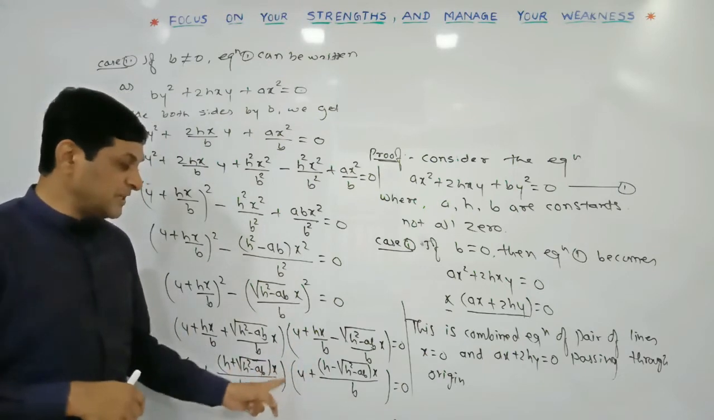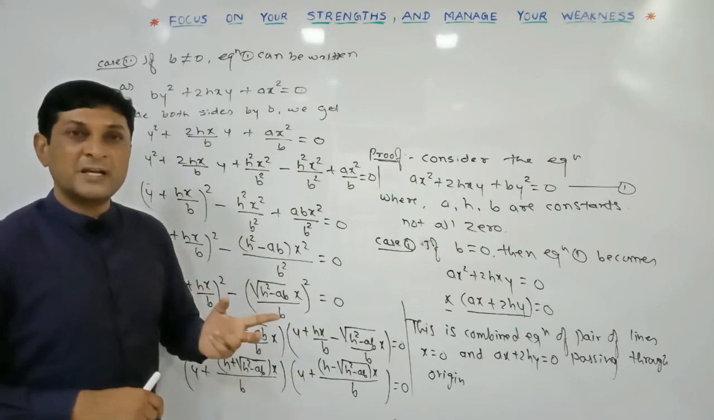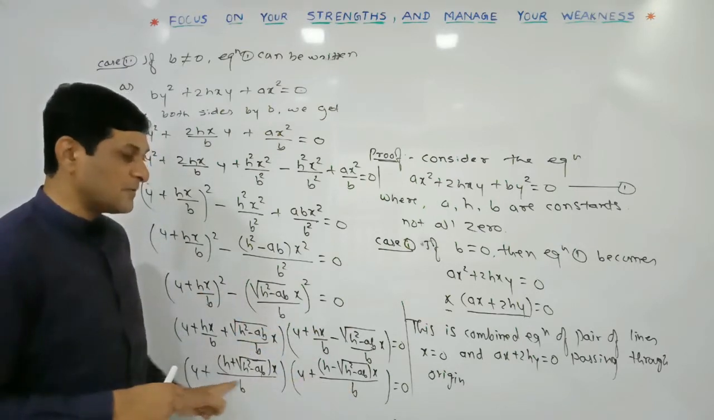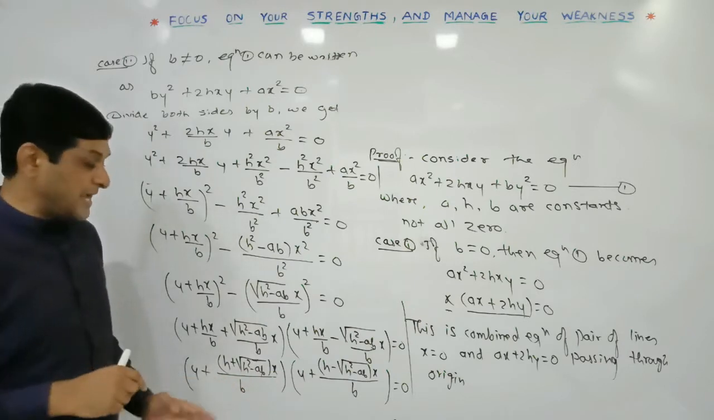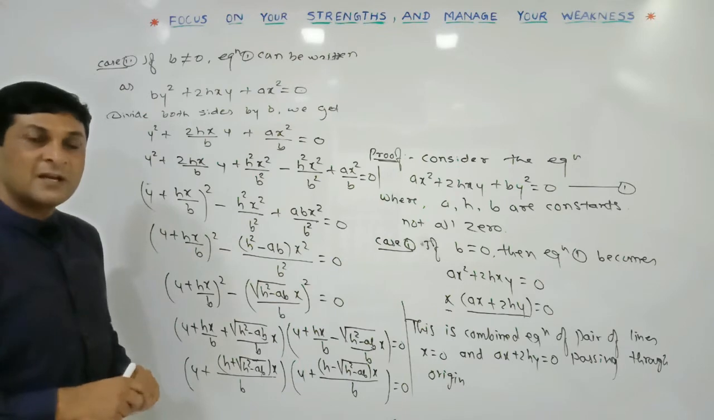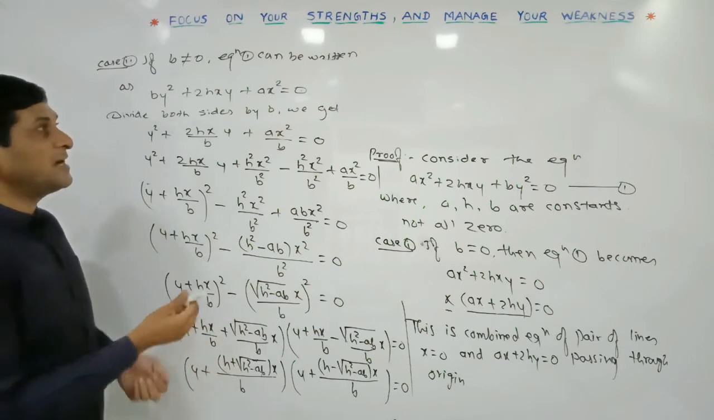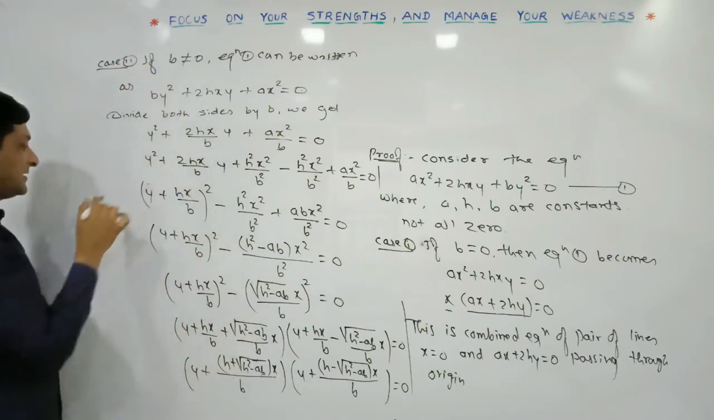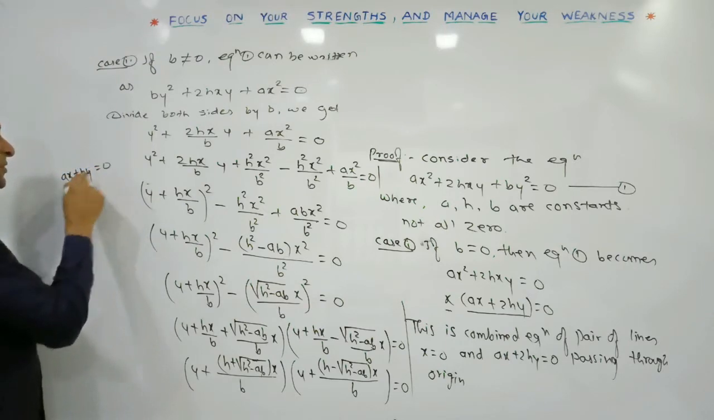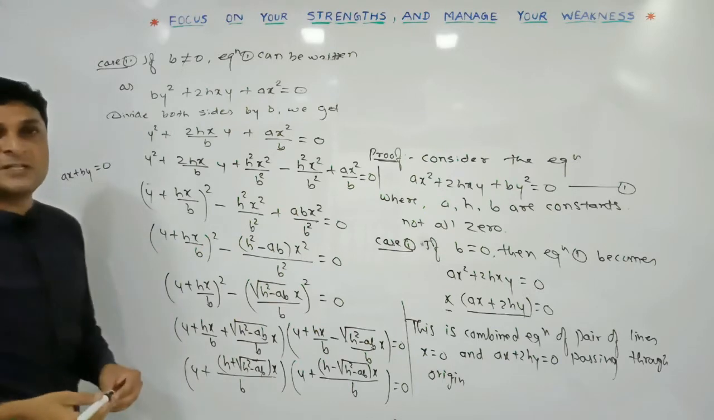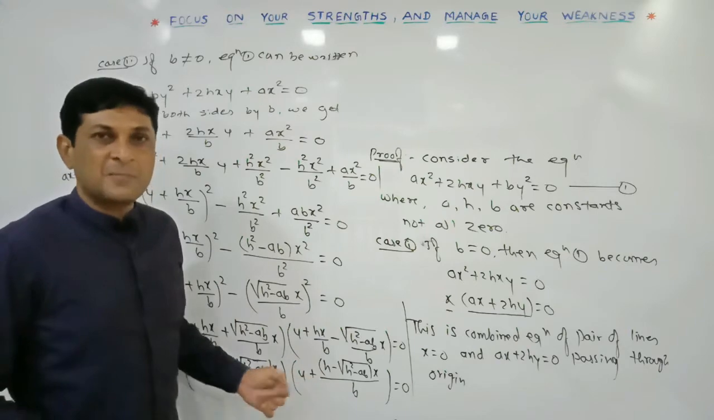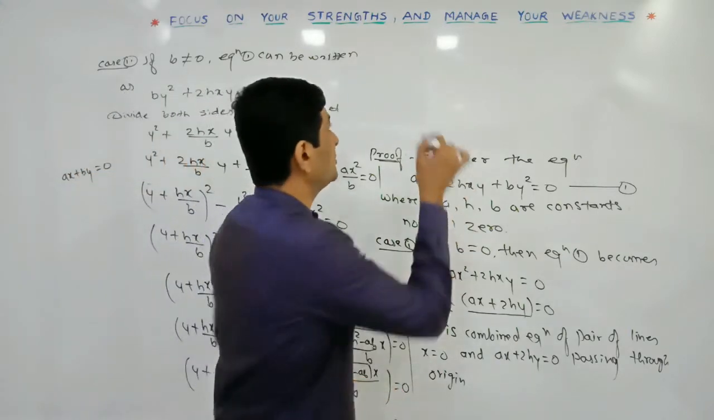And here there is a multiplication of two equations. Multiplication of two equations of lines means what? It is the combined equation of which two lines? Both lines pass through the origin. Why can we say that the line passes through the origin? Because the constant term is absent. We know that if a line passes through the origin, its equation can be written as ax plus by is equal to 0. Here c is absent, meaning the constant term is absent. So we can say that this is the combined equation of a pair of lines passing through the origin.